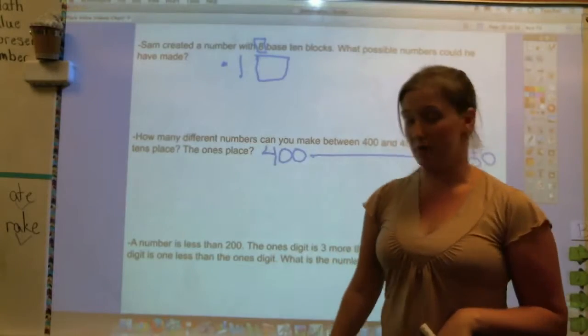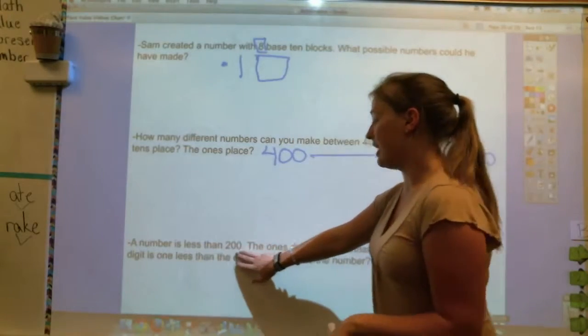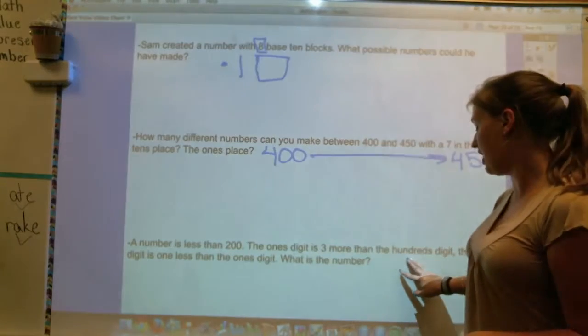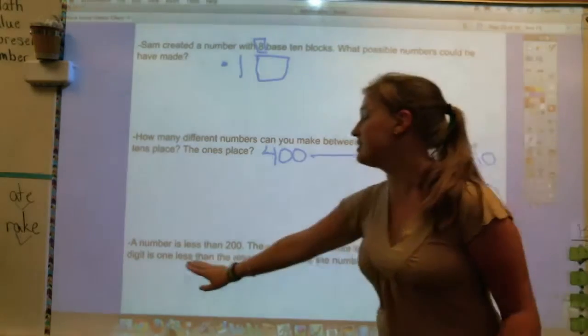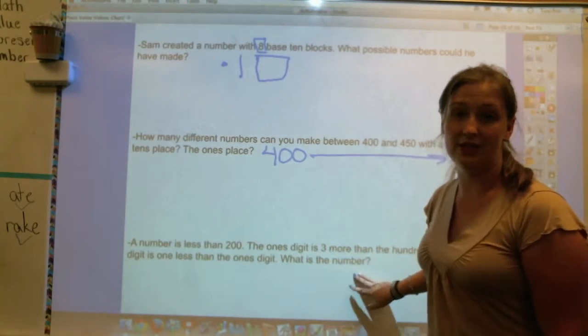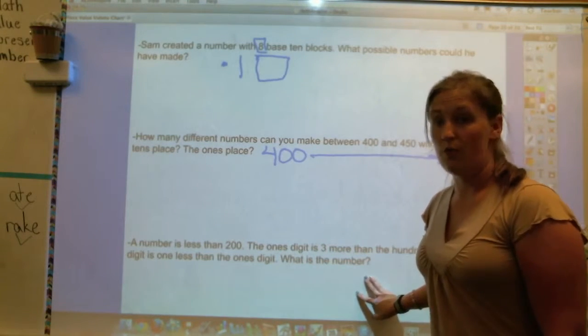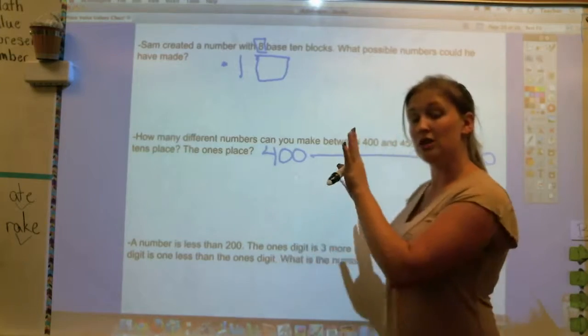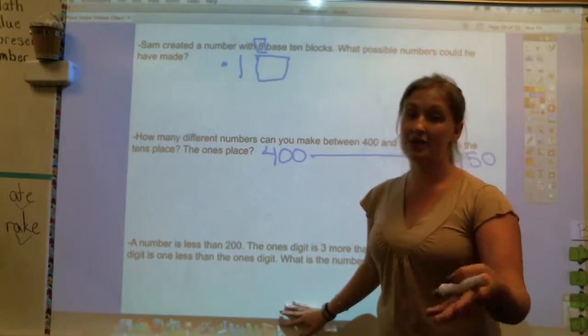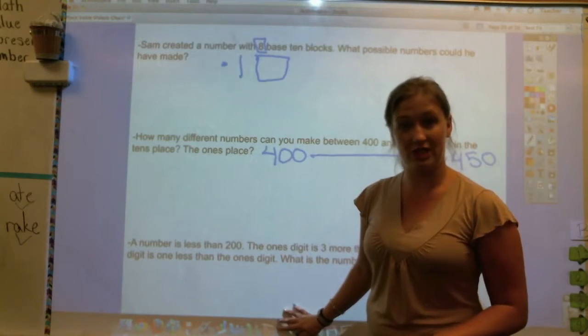The final problem is, a number is less than 200. The ones digit is 3 more than the hundreds digit. The tens digit is 1 less than the ones digit. What is the number? So, pause the video so you can see all the questions, answer all 3, and take it to an adult to show your understanding.